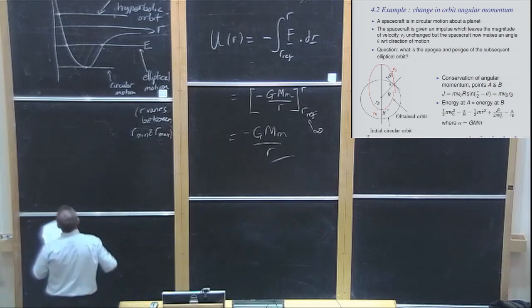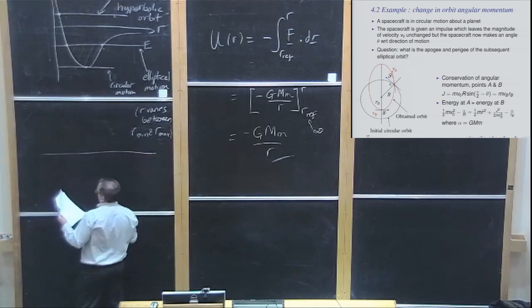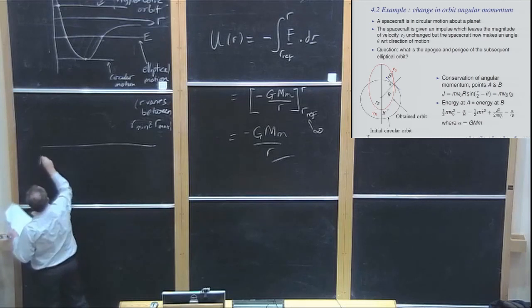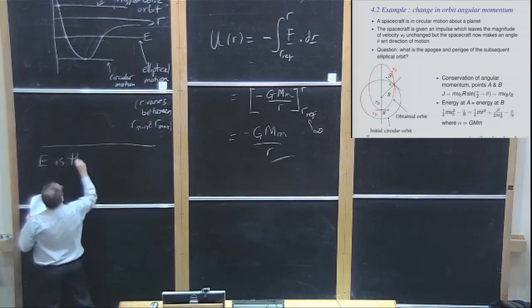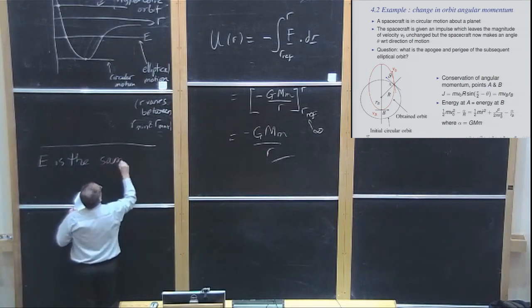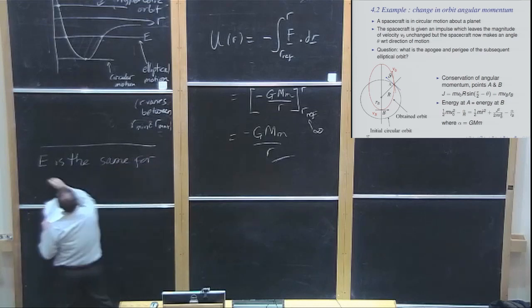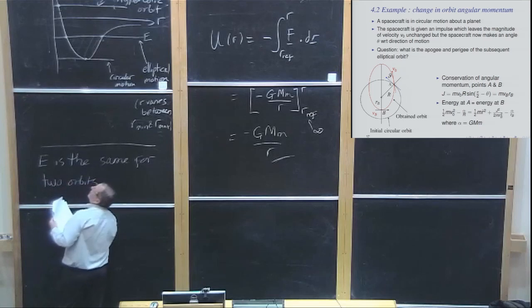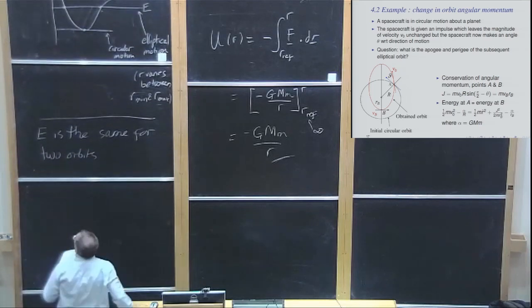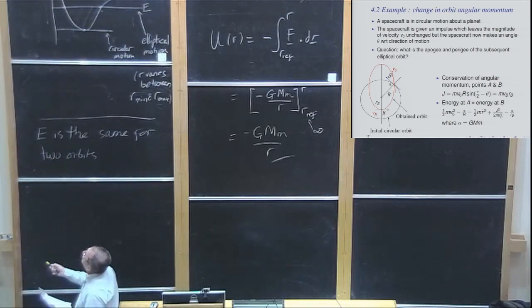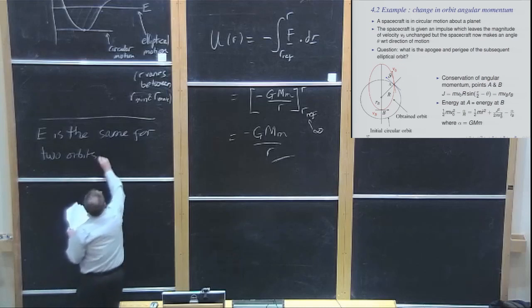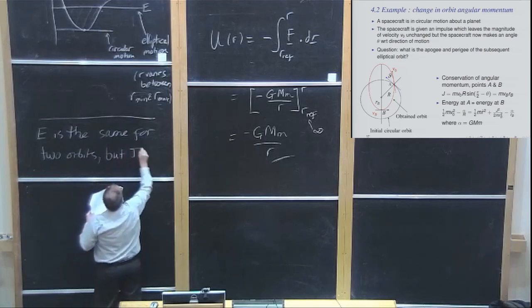So what's important in this question is that the energy is the same for the two orbits, but something which has changed is the angular momentum, right? So some rocket boost or some external prod has changed the direction, and so the J is different.